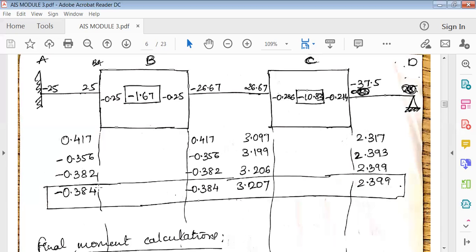So carry out the same iteration here. Minus 1.67, again far end is plus 3.199 into minus 0.25. Same thing here, both are same rotation factors. Next, minus 10.83, again far end is minus 0.382 into minus 0.286, again same answer, into minus 0.214. Okay, so again calculate the same thing.